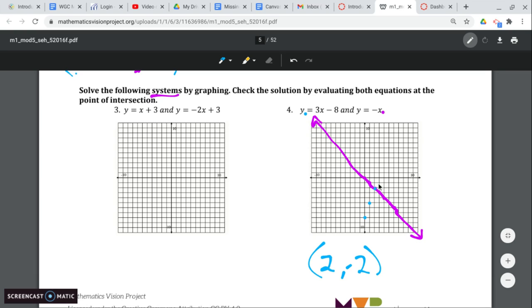Now we go up 1, 2, 3, and over 1, and continue the line.